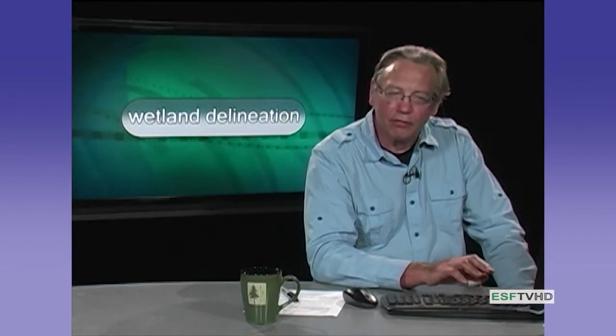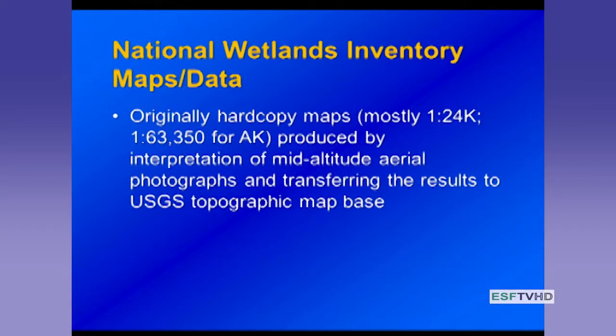Originally, the program produced hard copy maps at a scale of 1 to 24,000, or for Alaska, 1 to 63,350. These maps were produced primarily through photo interpretation of mid-altitude aerial photographs, and then transferring the results of those interpretations to match USGS topographic maps.